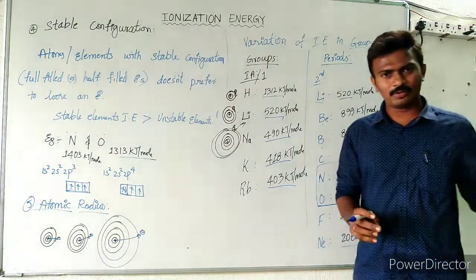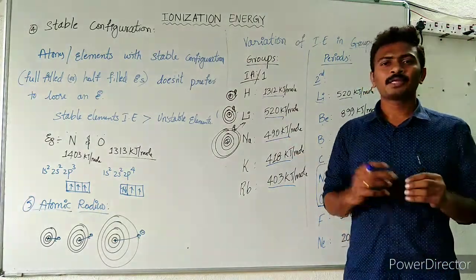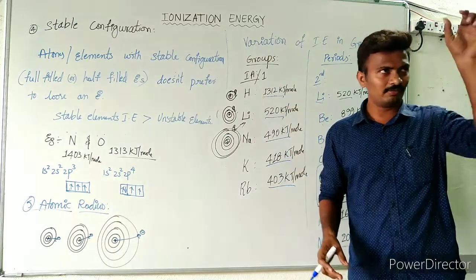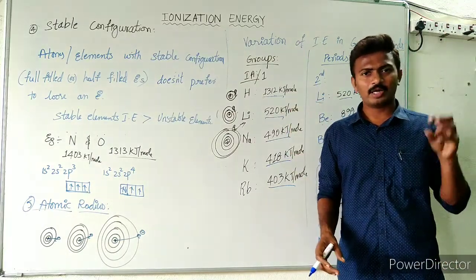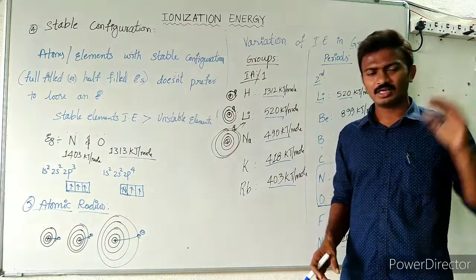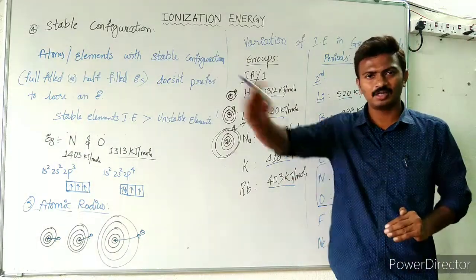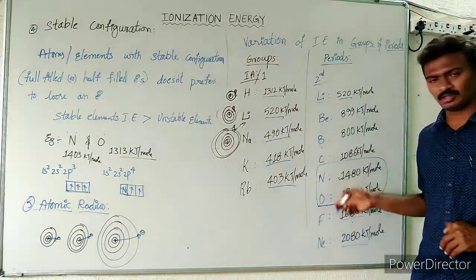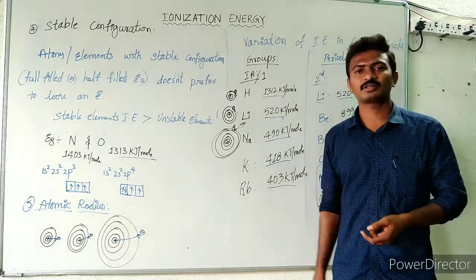So as we move from left to right in a period, what happens? The ionization energy increases, and as we move from top to bottom in a group, what happens? The ionization energy decreases. Here in the groups it is decreasing, and in the periods it is increasing with a few exceptions due to some factors.